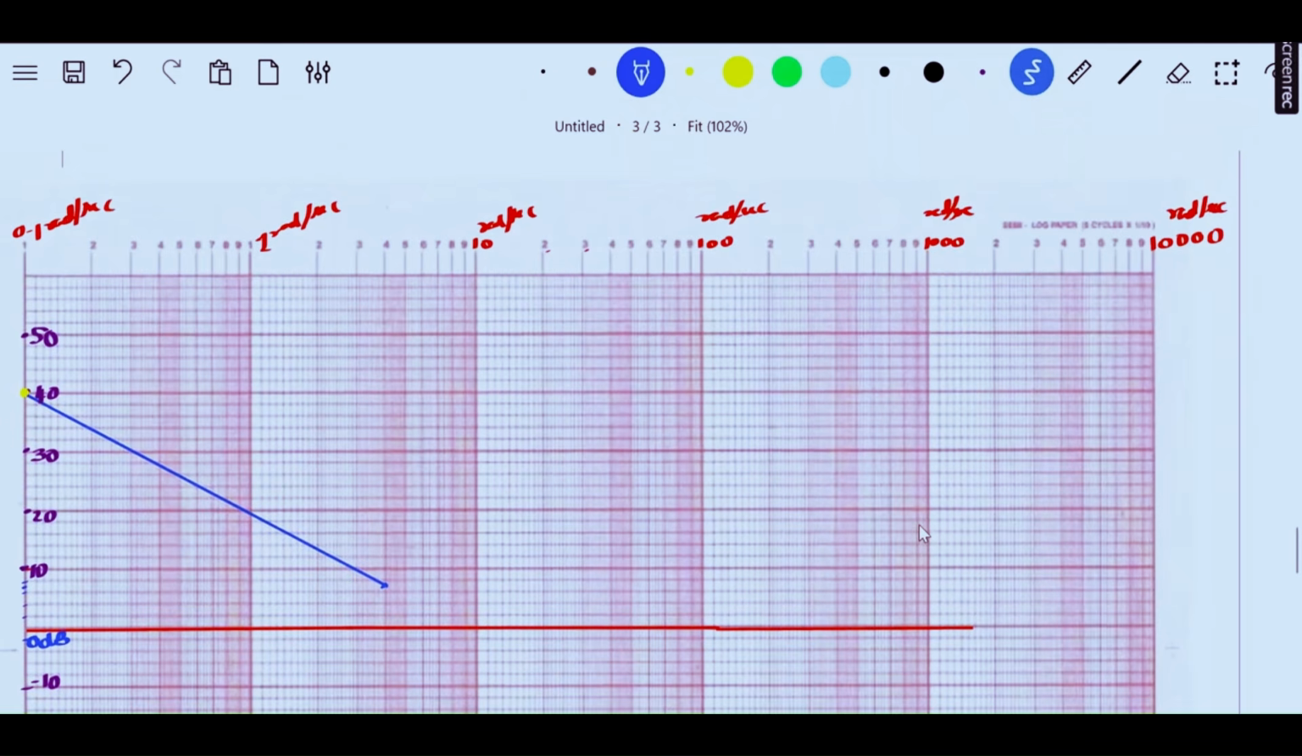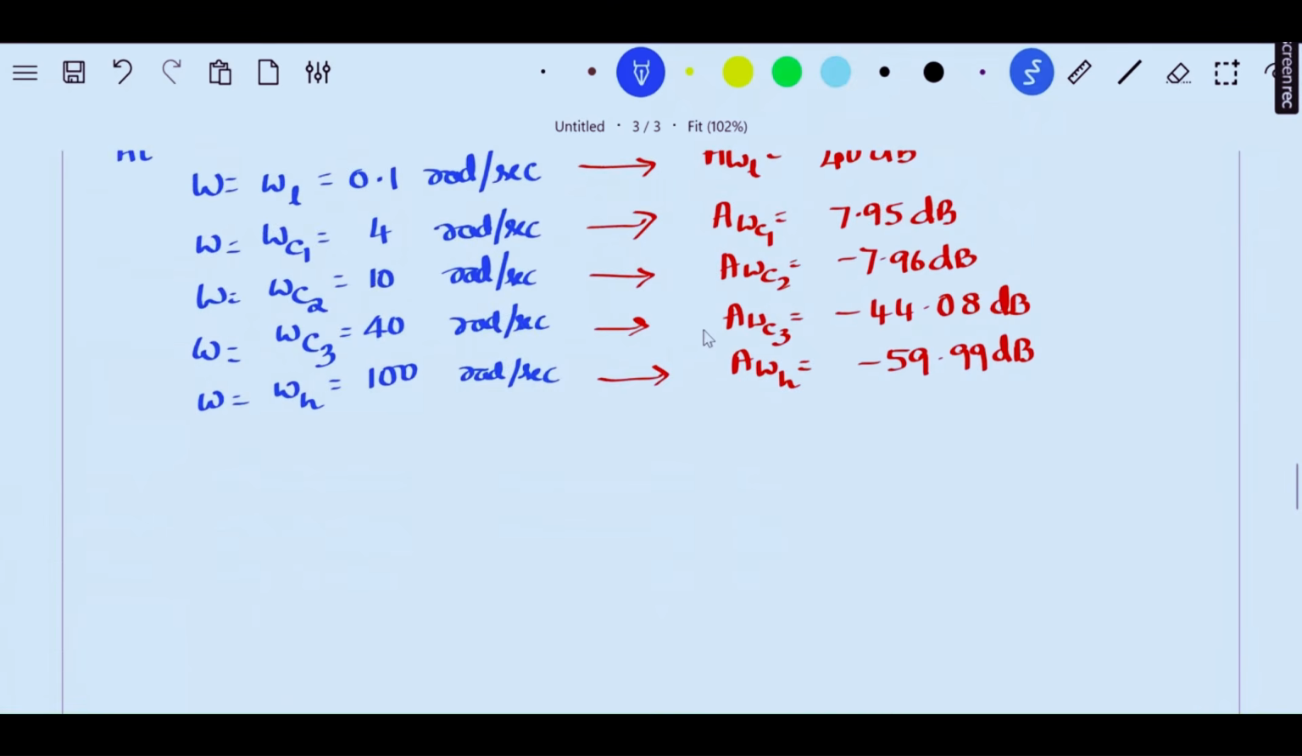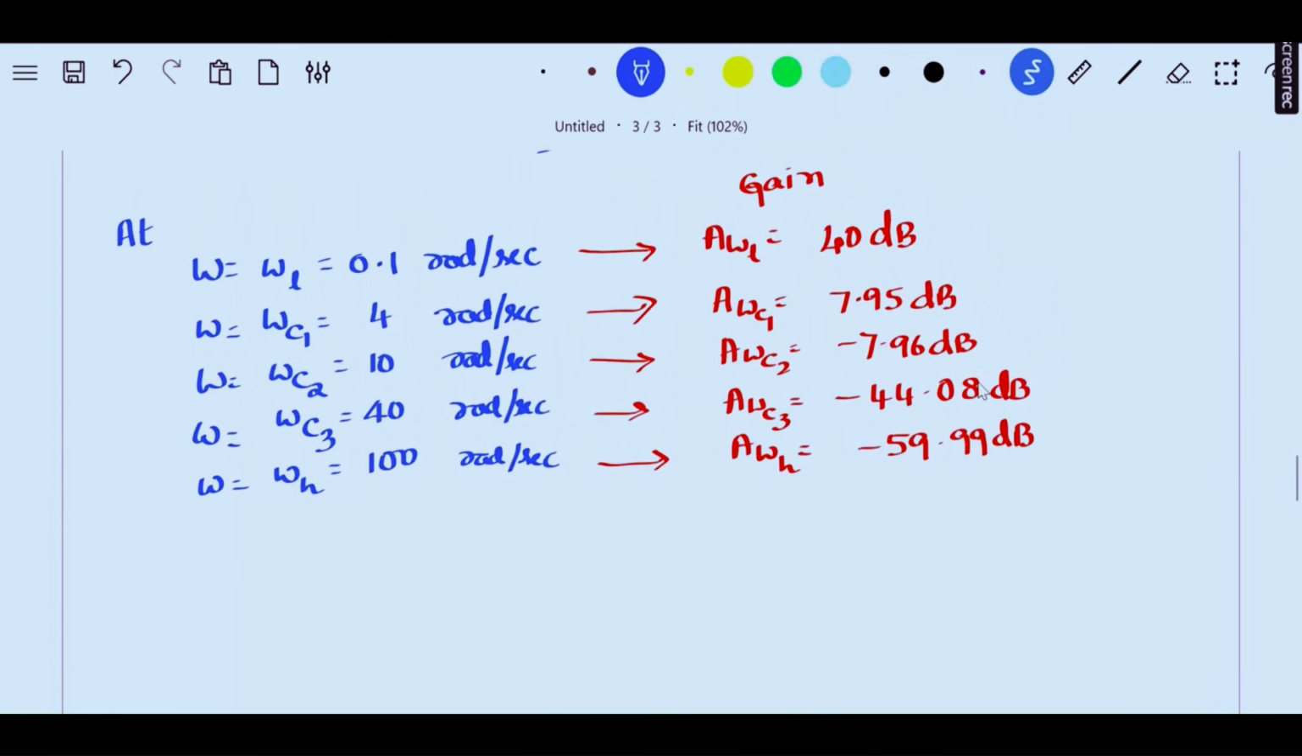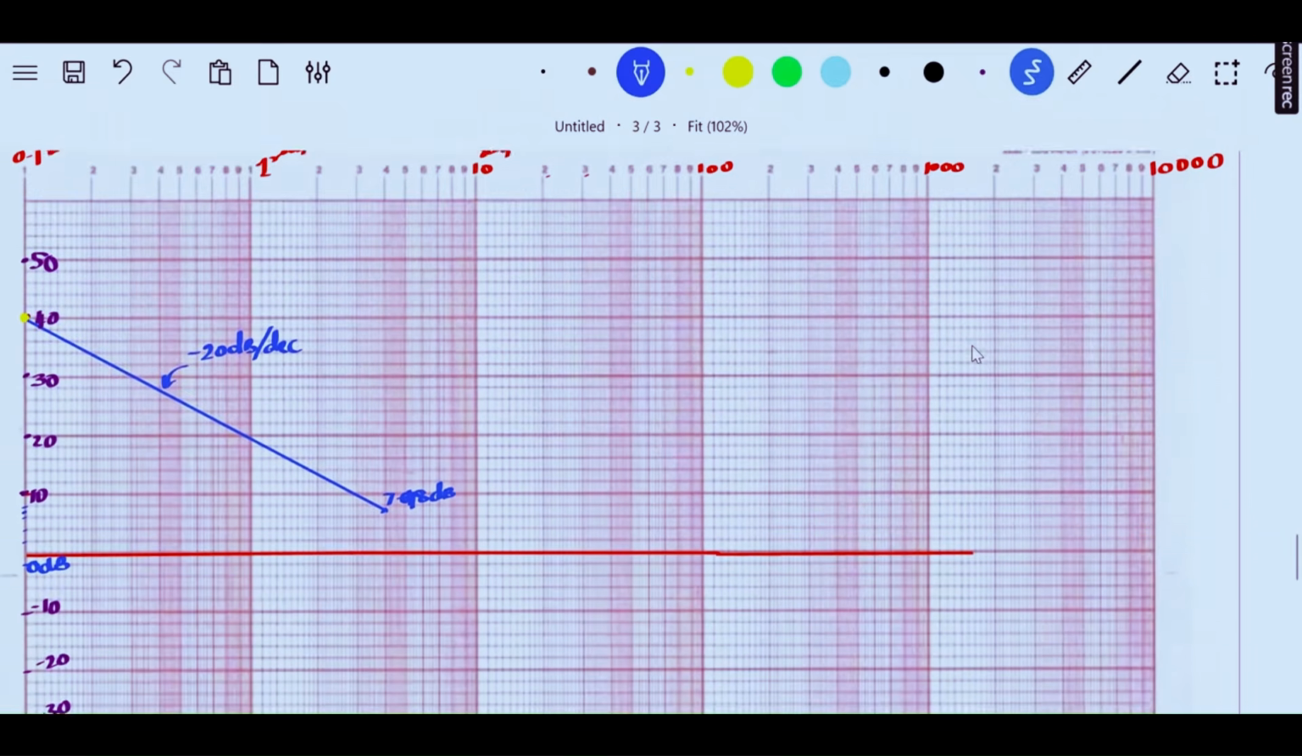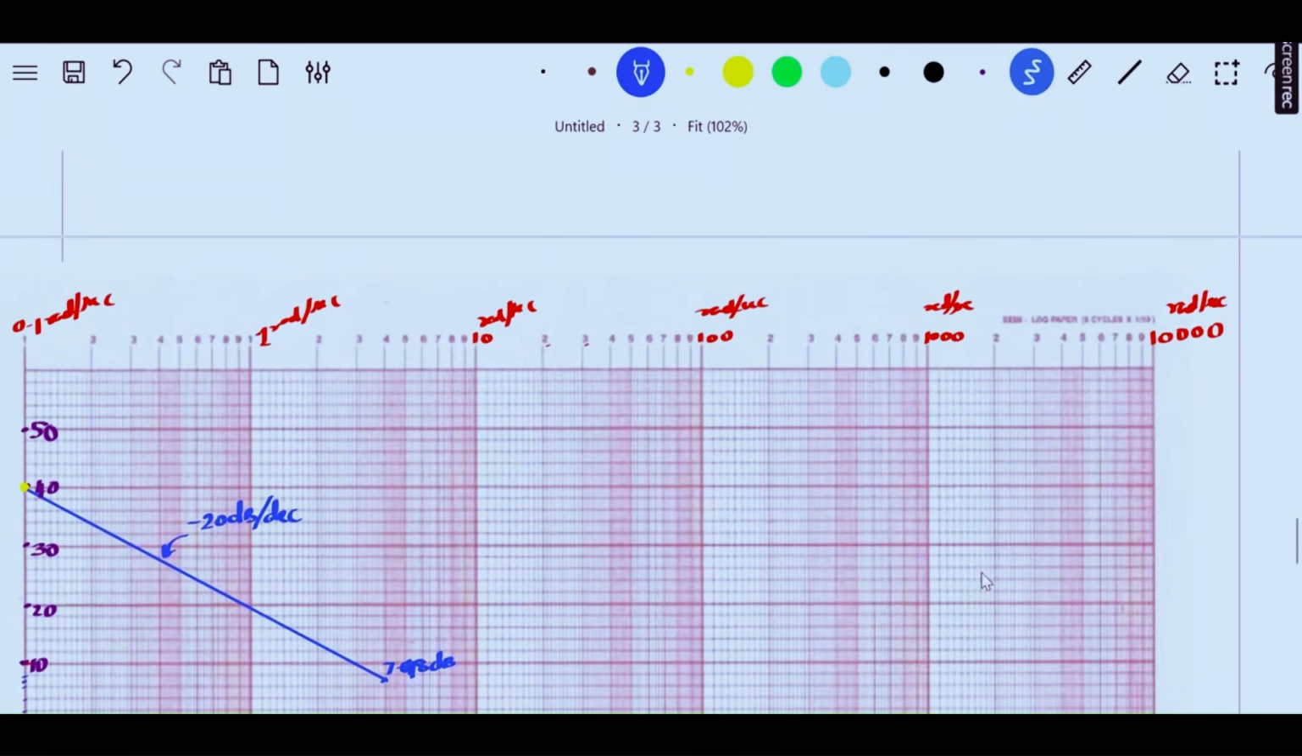So this slope, whatever we are trying to see, this one, is a minus 20 dB per decade slope, from 0.1 to 4 radians per second. And the amplitude we had here is 7.98 dB. Now my next value is at 10 radians per second. You see that it is minus 7.96 dB. 10 radians is this line, right? So this is the line for 10 radians.